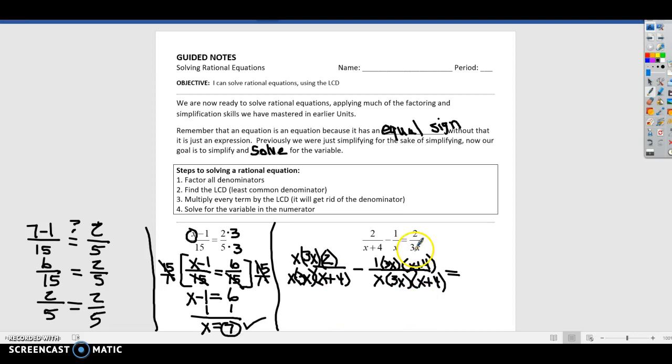All right, and then this one has a 3x. So to have a common denominator, I'm going to have my 3x, but I'm going to add an x. And I'm going to add an x plus 4. Now I have x, 3x, x plus 4 in every denominator. They all have the same denominator. Now, no matter how big the problem is, multiply by that denominator.